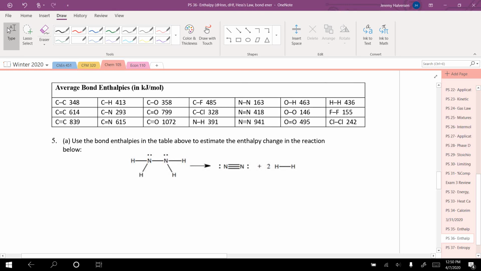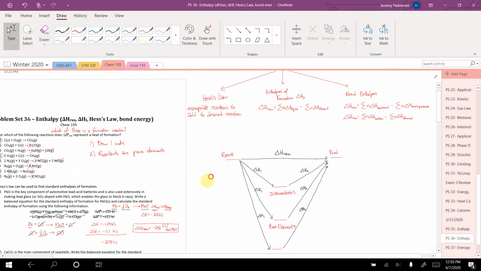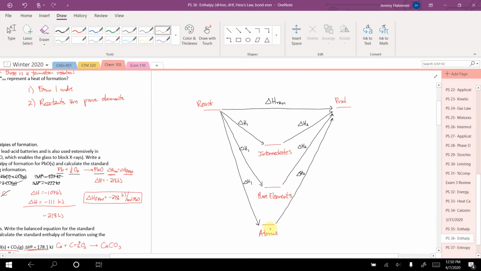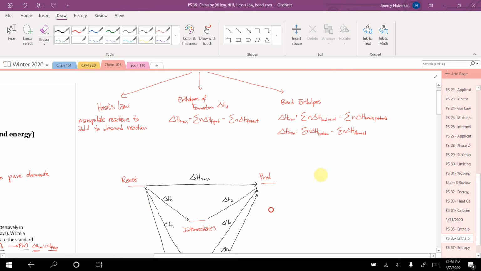All right, number 5. Use the bond enthalpies in the table above to estimate the enthalpy change in the reaction below. Okay, so they're now telling us to use bond enthalpies. Remember, with bond enthalpies, the idea is we're taking our reactants, breaking them into atoms, and then forming our products. Bond enthalpies are defined as the energy to break a bond. So we want to use the given value for our reactants and take the negative value for our products. So delta H for reaction will be the bonds broken, the reactants, minus the bonds formed, the products.